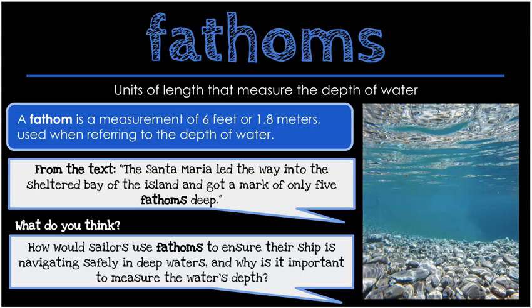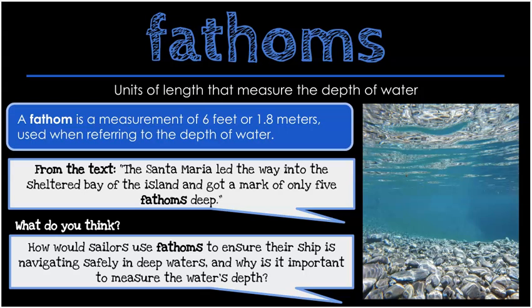And last is fathoms. According to the text, fathoms are units of length that measure the depth of water, how deep it is. A fathom is a measurement of 6 feet or 1.8 meters, used when referring to the depth of water. There you can see a picture, and you can see the water at the top, and then you can see the bottom. And you have to measure how deep that is, and you would use fathoms.